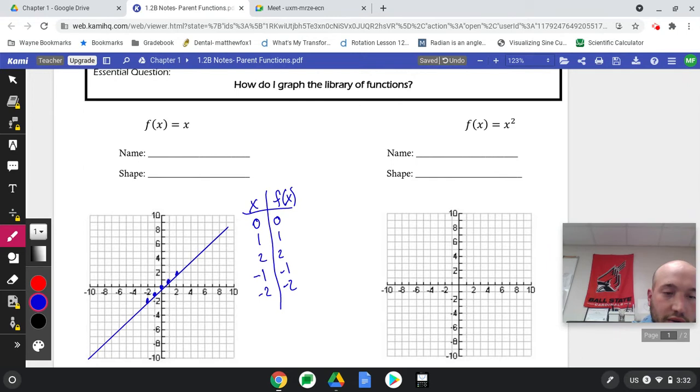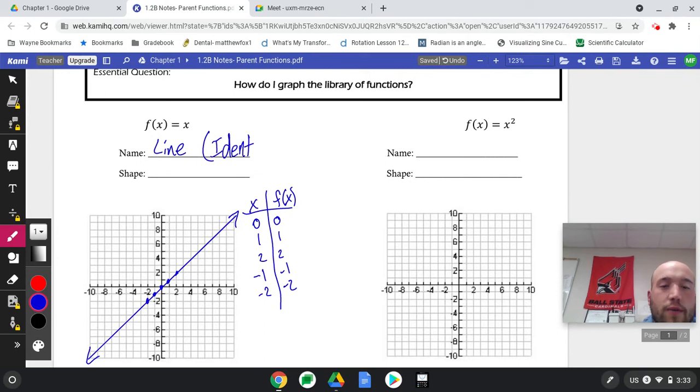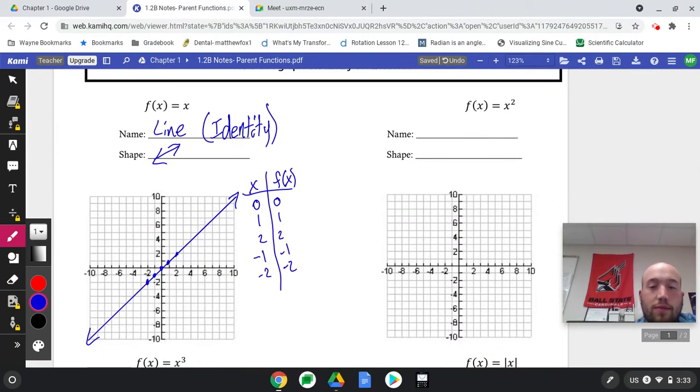So these values will run on this line. Okay, so we can call this a line function or a linear function. Sometimes you might also see this called the identity function. And right here for the shape, you can either write line or just draw a little picture of what it is. Okay, your next one.